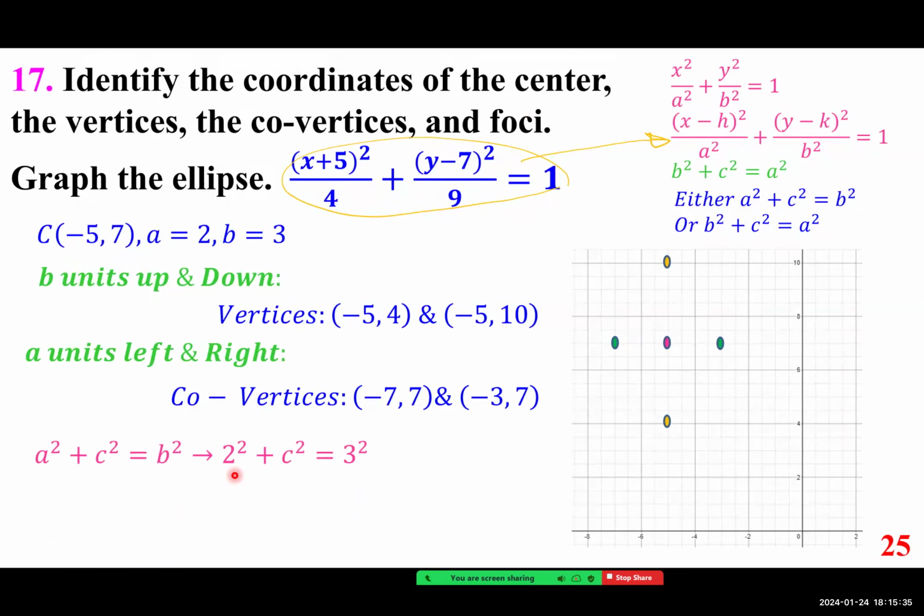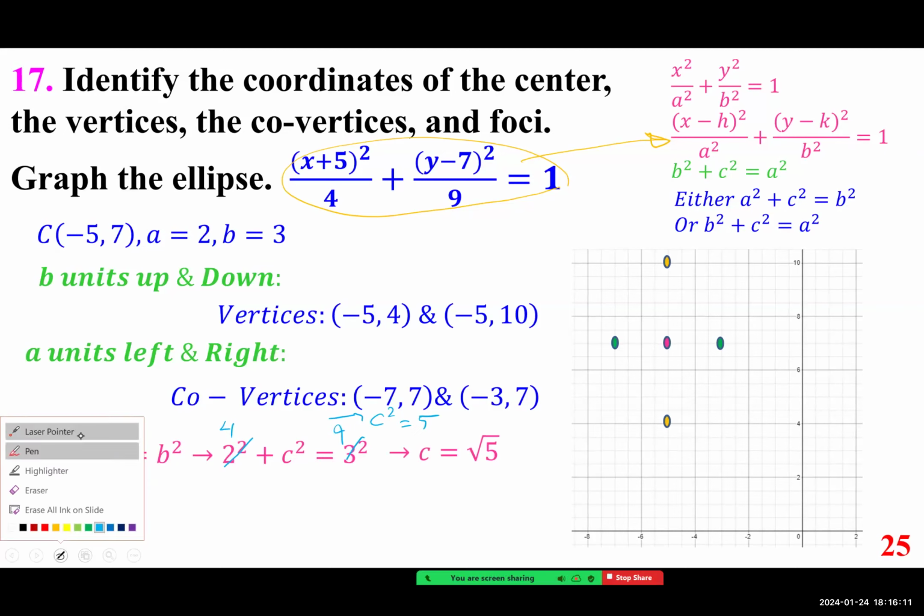So a was 2, b was 3, c is missing. So this is the 4. This is 9. So c squared is 9 minus 4, or 5. c is the square root of 5. The square root of 5 is a little bit more than 2, about 2.243, something like that.